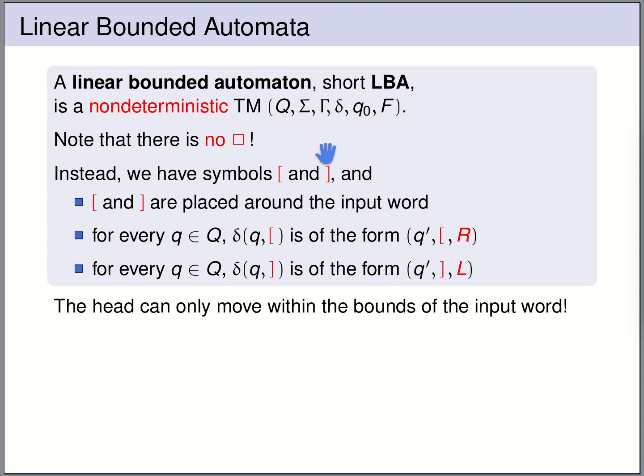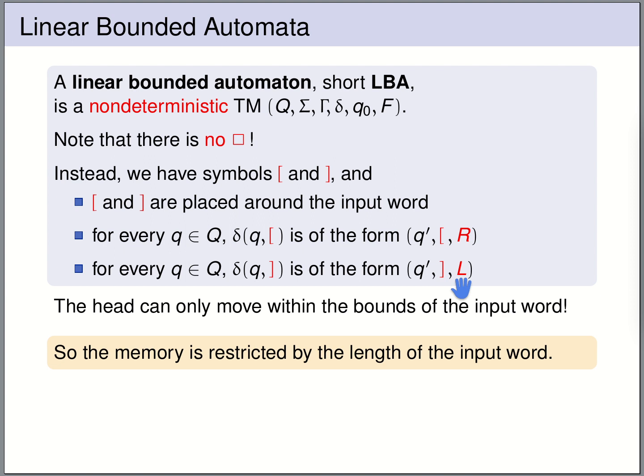And we require that if the Turing machine walks onto the left bracket, then it has to immediately walk to the right. And if the Turing machine walks onto the right bracket, it has to immediately walk to the left. So this means that these brackets bound the working area for our Turing machine. Our Turing machine cannot walk across these brackets. So effectively, the Turing machine can only work on the input word. It cannot leave the bounds of the input word.